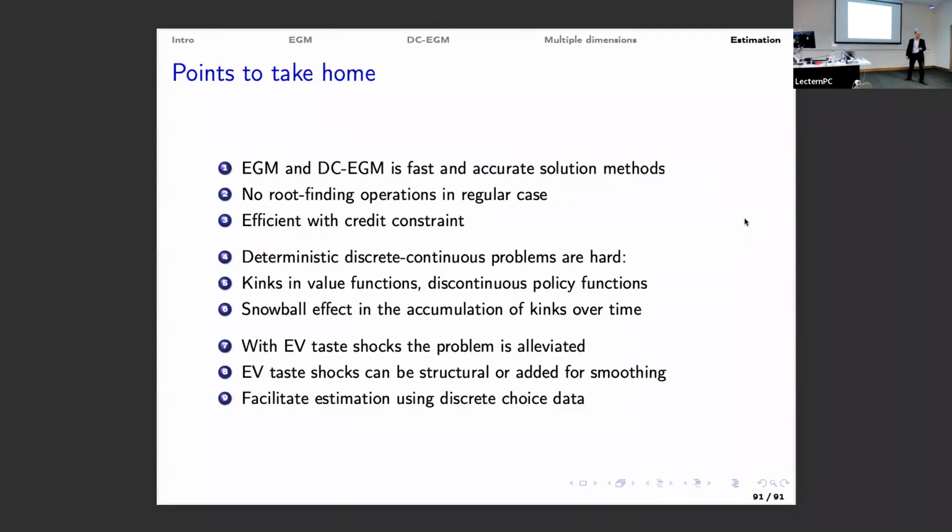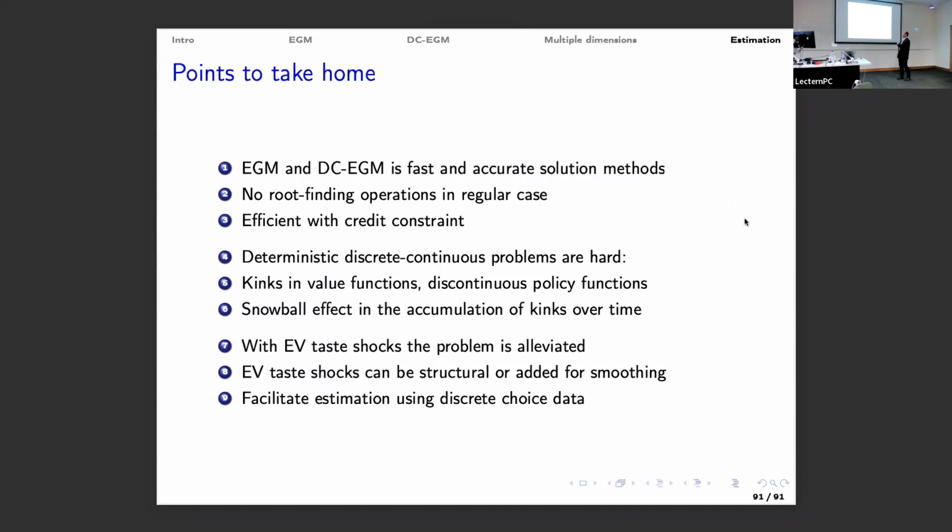All right, so let's conclude. The point to take home is that EGM and DC-EGM are fast and accurate solution methods. If your problem conforms to this structure, use that method. Why? Because there are no root finding operations and there is efficient management of the credit constraint.